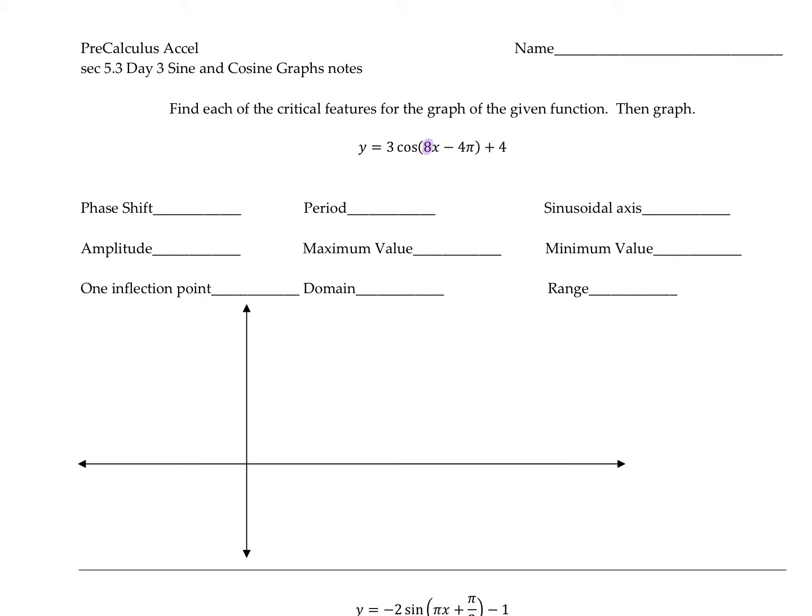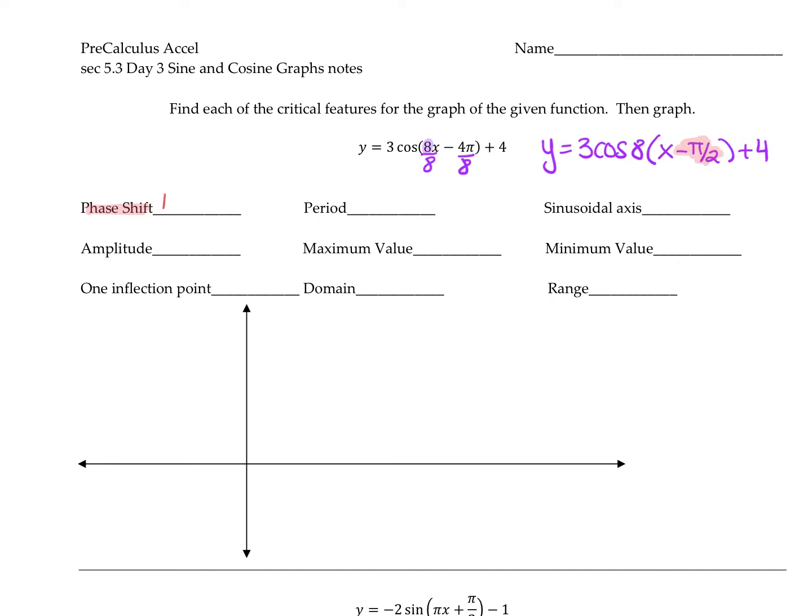So I actually want to rewrite this equation with my b value factored out. So I'm going to factor out my b. So I'm going to have y equals 3 cosine of 8 times. When I'm factoring out my b, I'm dividing both of these by b. So I have x minus pi over 2 plus 4. So our first step is always to factor out that b value that's in our parentheses before we fill in any of our information. So from here, I can see that my phase shift is this minus pi over 2.